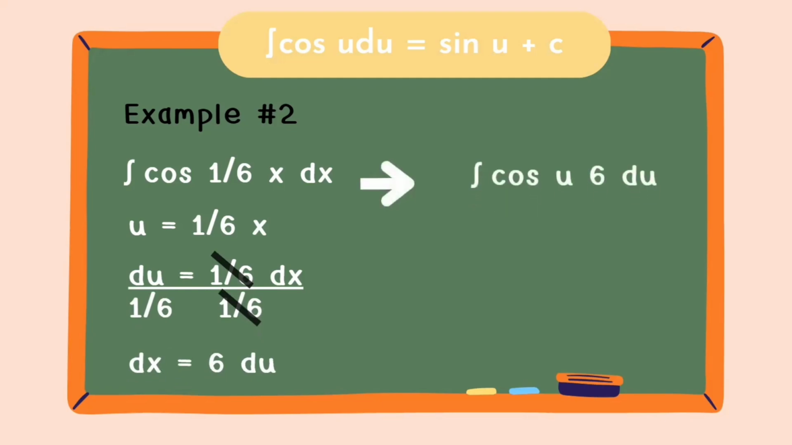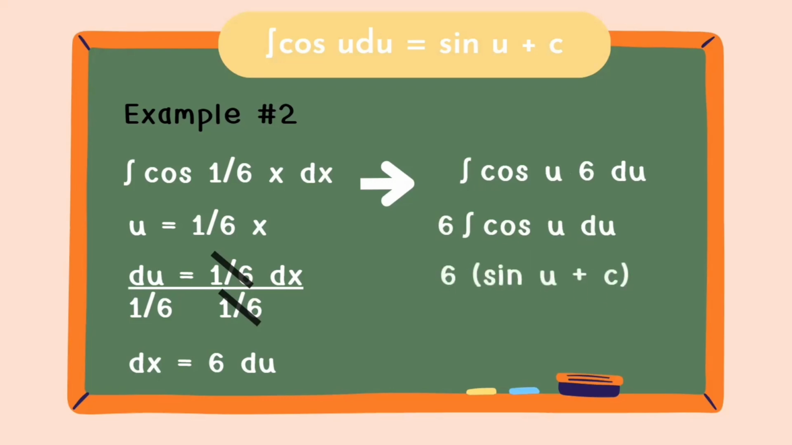The integral of cosine u 6 du. Take the constant out of the integral sign, which is the 6, and we now have 6 times the integral of cosine u du. Next is 6, then the answer from the formula, sine u plus c. By directly using the substitution method together with the formula, we now have our final answer. And since we have the value of u, we just need to substitute it in our final answer. Our final answer is 6 sine 1 over 6x plus c.